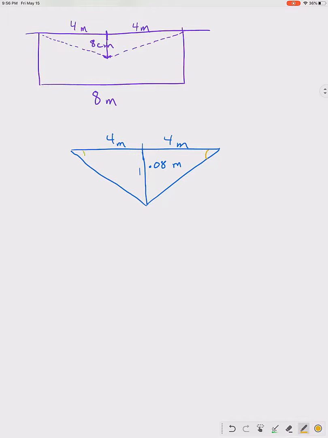So this is an angle of these triangles, and this angle I'm going to call theta. The opposite side of it is 0.08, and the adjacent side of it is 4. Well, this angle over here is also theta. Why? Because the opposite side of it is 0.08 and the adjacent is 4. So those are actually the same angles.